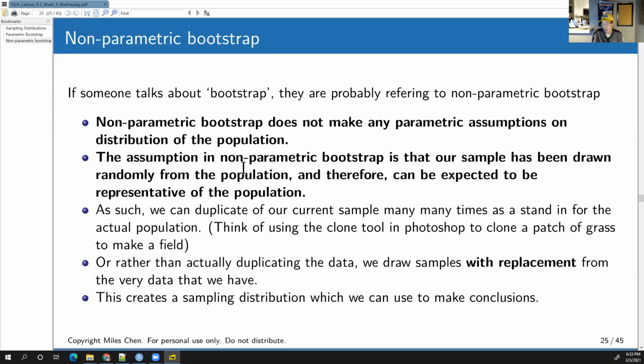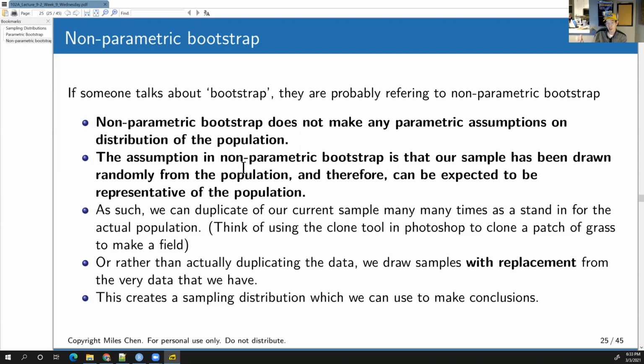I don't know how you feel about that, but that's basically the premise of the non-parametric bootstrap. A question in the chat asks, does this mean we will never use rnorm in non-parametric bootstrap? That is correct. In non-parametric bootstrap, you will not use things like rnorm or some random beta or whatever distribution. You're not going to be using stuff like that.